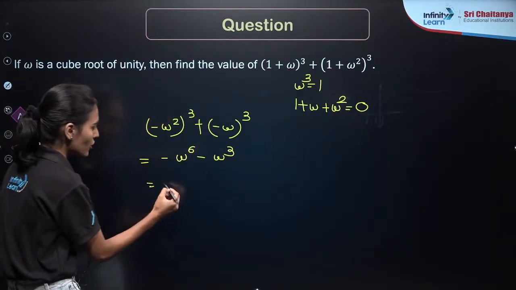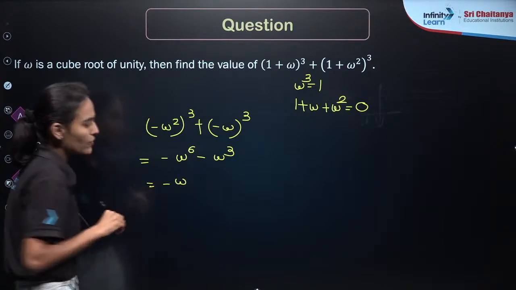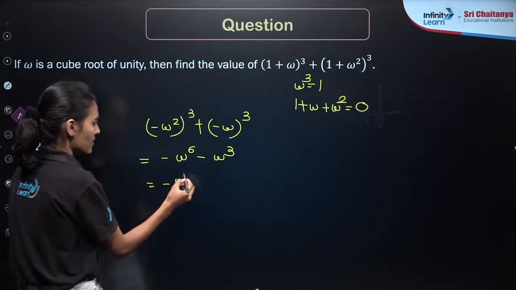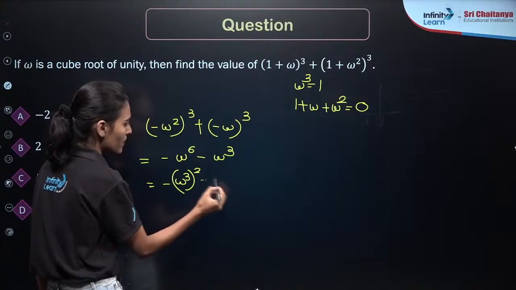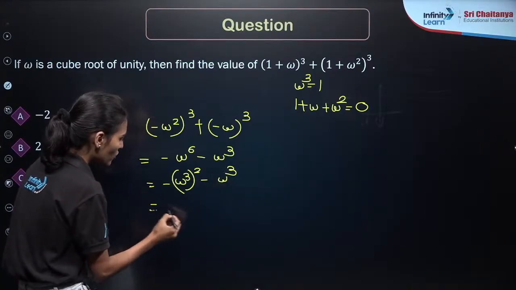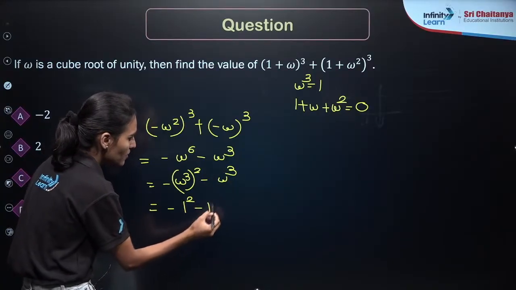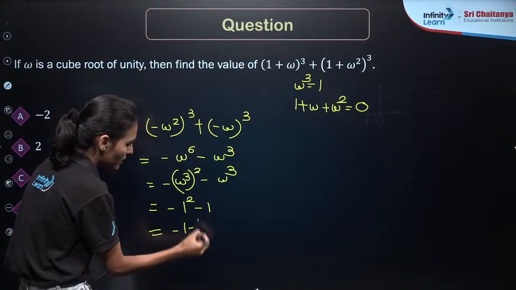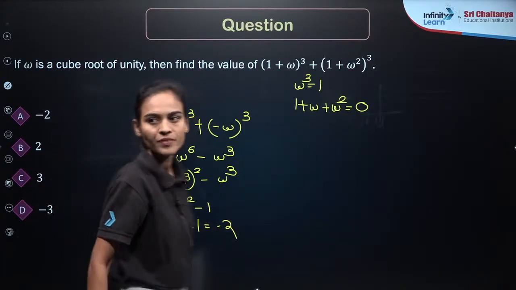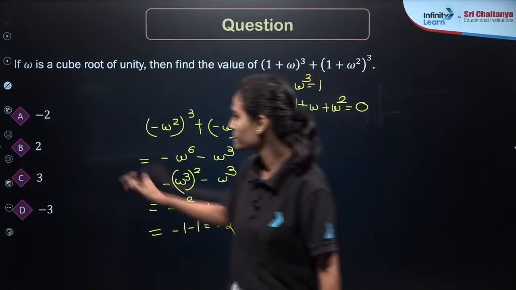So this is nothing but you have minus omega power 6, you can write this as omega cube whole square minus omega cube. Omega cube is 1, right? So this is minus 1 square minus 1. So this is minus 1 minus 1, which is minus 2, and this is the answer.